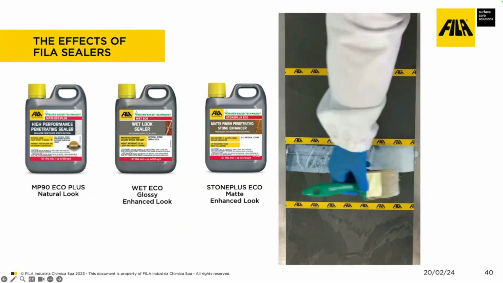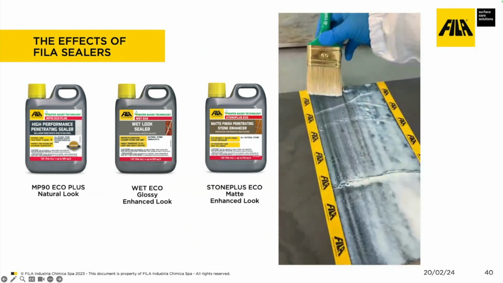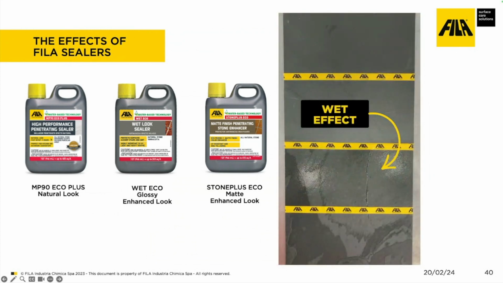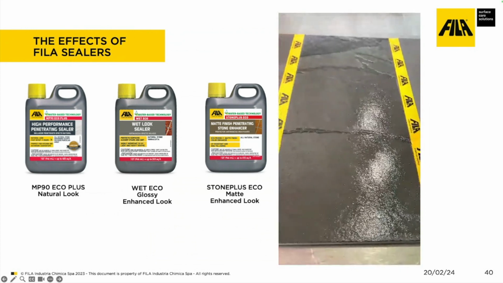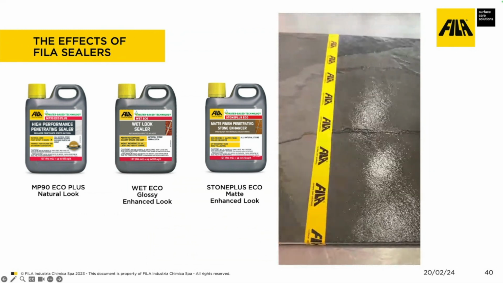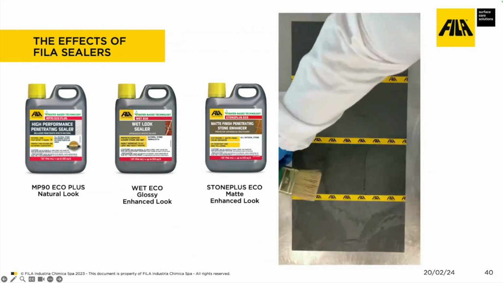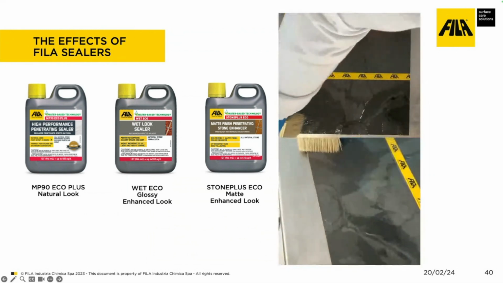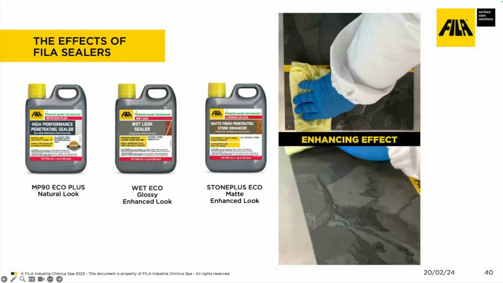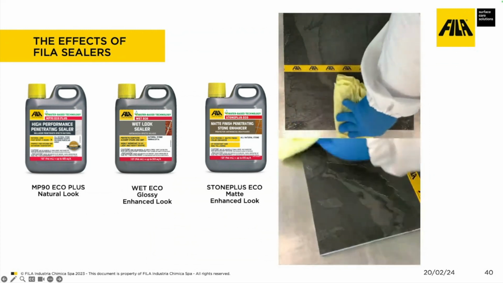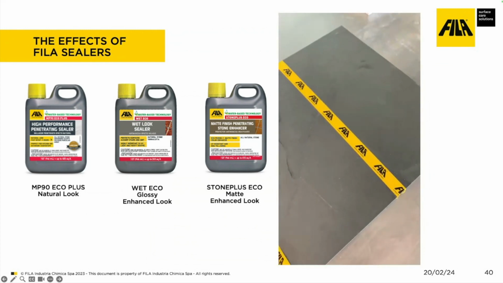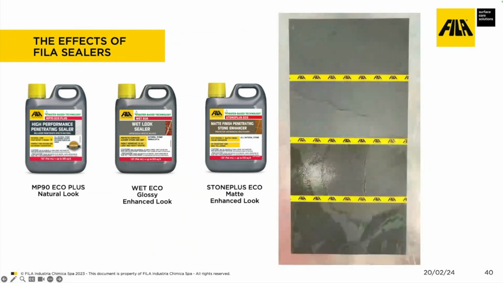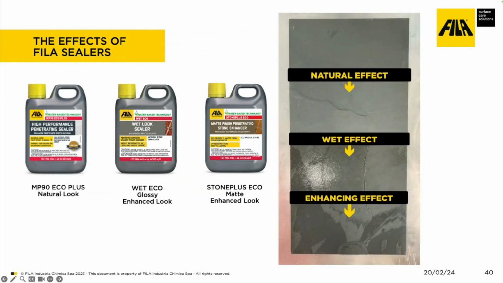You cannot see any differences from the untreated spot. Here instead we apply the Wet Eco, that is a wet effect sealer, and here the surface is really shiny, really color enhancing. It is a really beautiful color enhancing effect. And in the last spot, we are applying the Stone Plus Eco, so the sealer that increases the color of the stone without changing the finishing. So you can obtain a matte enhancing look.